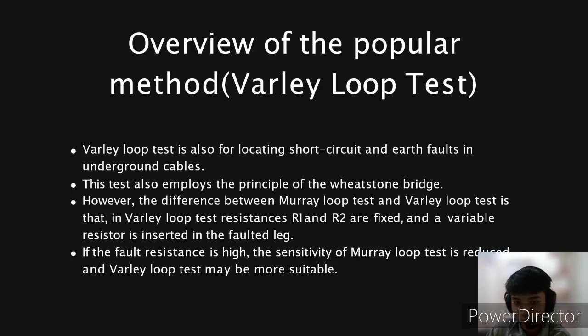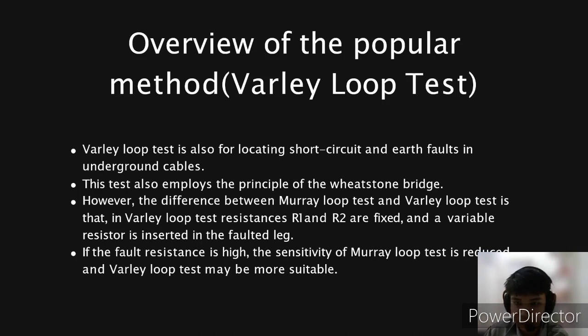Okay, for this part, an overview of the popular method, which is the Varley loop test. The Varley loop test is also used for locating short circuit and faults in underground cables. This test also employs the principle of a Wheatstone bridge. However, the difference between the Murray loop test and the Varley loop test is that in the Varley loop test, resistances R1 and R2 are fixed, and a variable resistor is inserted in the fault leg.